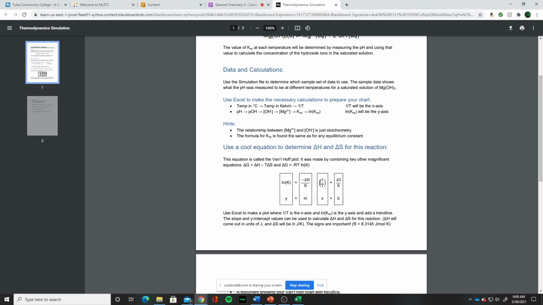So the temperature is pretty straightforward, not too bad. The other one is a little more complicated because we need to go from the pH to the natural log of KSP.